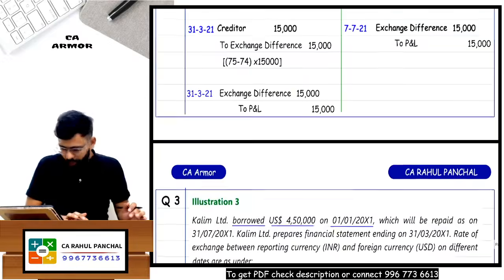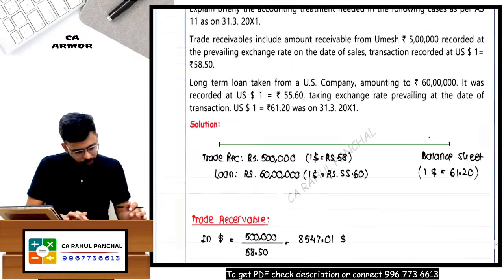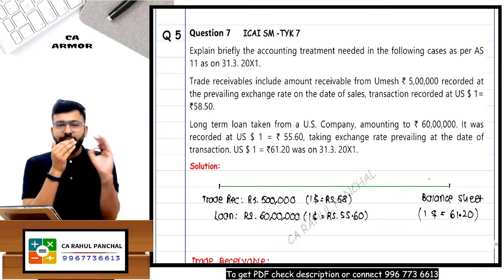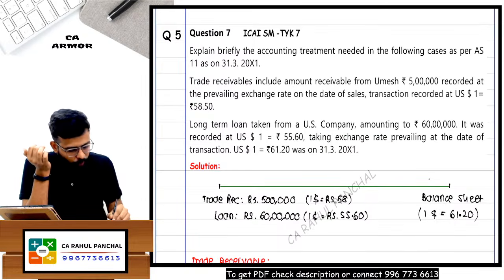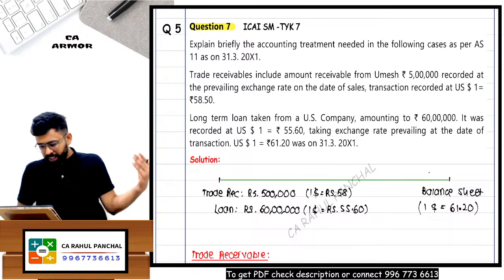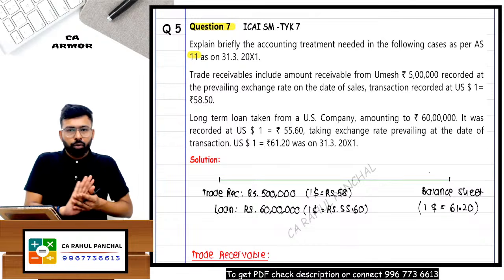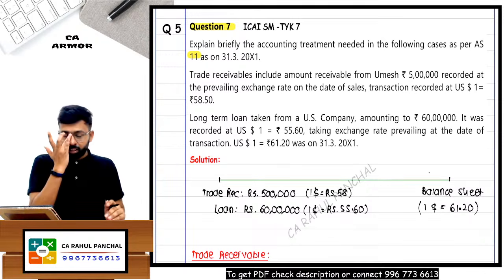Let us do this. Question 3, 4 is done. Now 5. Understand. It is test your knowledge's 7th question. When only the question is written, it is test your knowledge from ICAI material. It is question number 5 in our solution book. Understand. Sir, AS 11 I will have to apply. It means there must be some foreign currency transaction here.